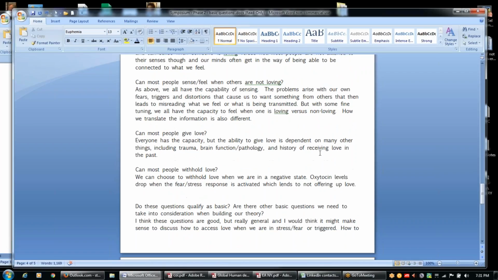Can most people give love? Everyone has the capacity, but the ability to give love is dependent on many other things like trauma, brain functioning, pathology, history, receiving love. So I don't think the question is what kind of trauma. We're trying to answer what is love, irrespective of where people are and their ability to give it or not. We want to know, is it possible to give? And if we can say the answer is yes, then it's possible to give and possible to receive.